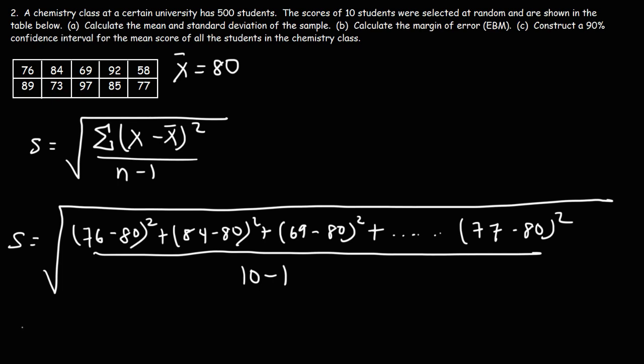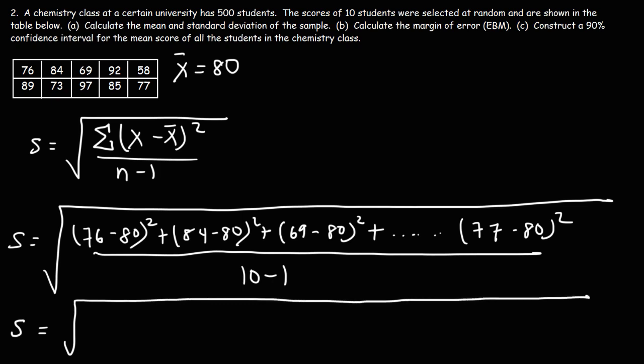So that could take some time writing all of that out. But if you want to show your work with less writing, here's what you could do. 76 minus the mean, 76 minus 80 is negative 4. But when you square negative 4, it's going to be positive 16. So I'm going to write 4 squared for the first one. The second one, 84 minus 80, that's going to be 4, and then we're going to square it as well.